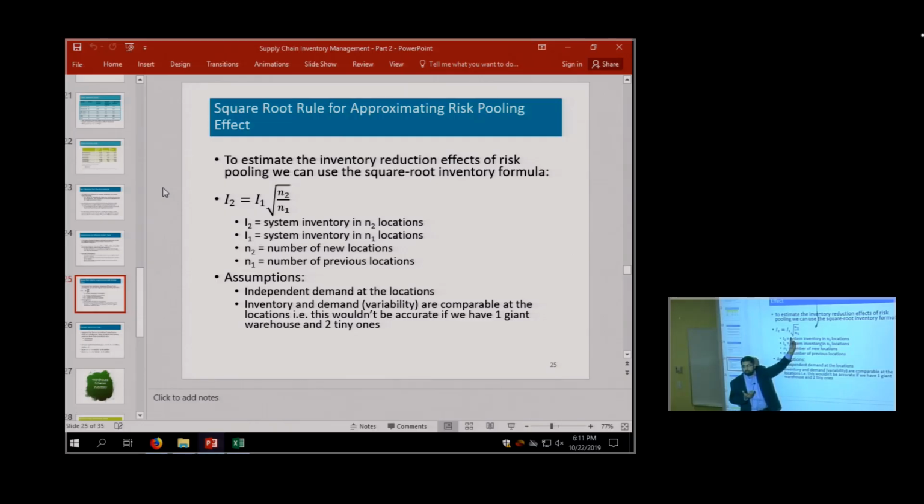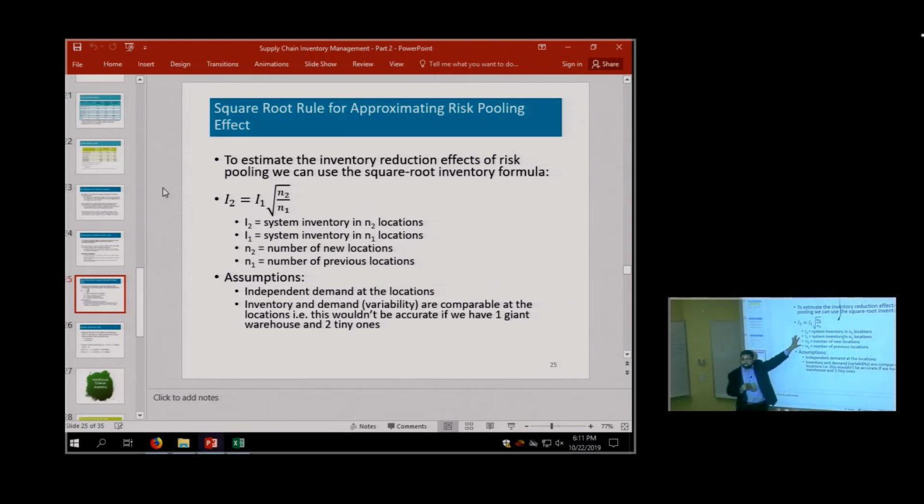Okay? Now this formula gives you an approximate answer. It's not going to be exact because there are several assumptions. First of all, it assumes that demand in the regions being served by those warehouses is independent, which is almost never the case. There is some correlation, which is going to reduce your benefit a little bit in real life.